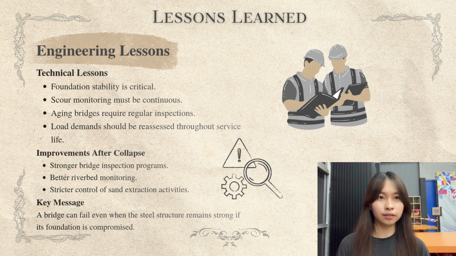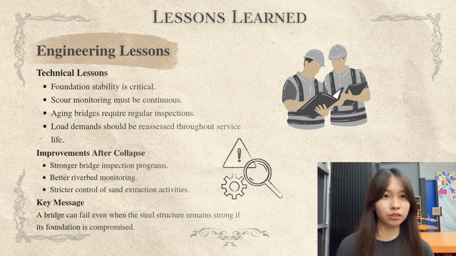Several important lessons can be learned from the Hintze Ribeiro Bridge collapse. Foundation stability and continuous scour monitoring are essential for bridge safety. Aging bridges also require regular inspections and maintenance. After the collapse, stronger inspection programs and better riverbed monitoring were implemented. The key lesson is that a bridge can fail even if the structure remains strong when its foundation is weakened.